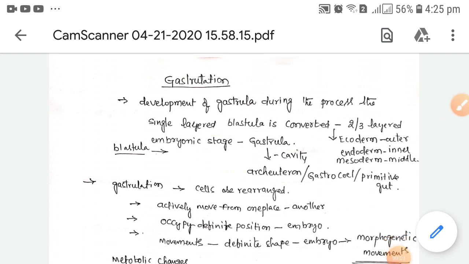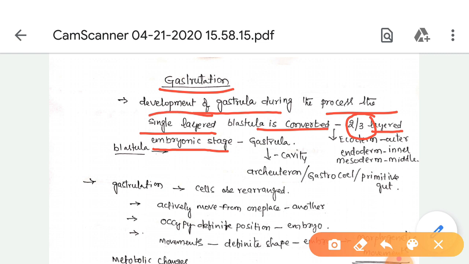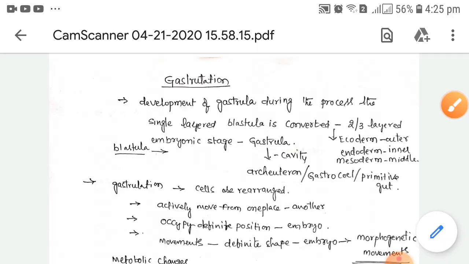Hi to all. Today we are discussing gastrulation. So what is gastrulation? It is the development of the gastrula. During the process, the single layered blastula is converted into a double or triple layered embryonic stage. This phenomenon is called gastrulation.